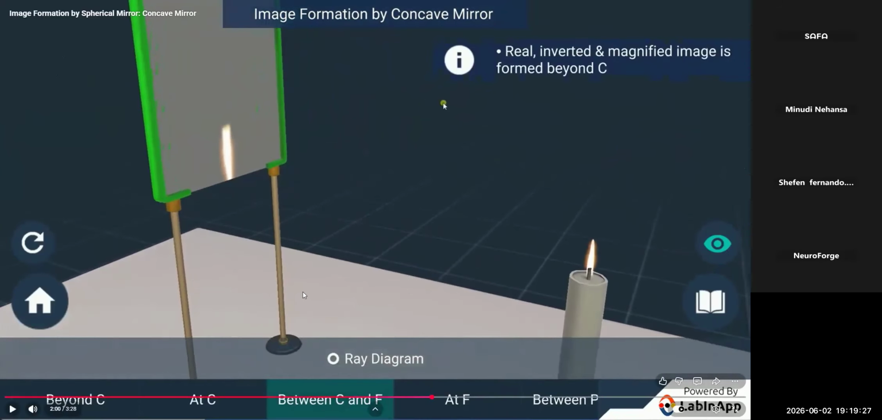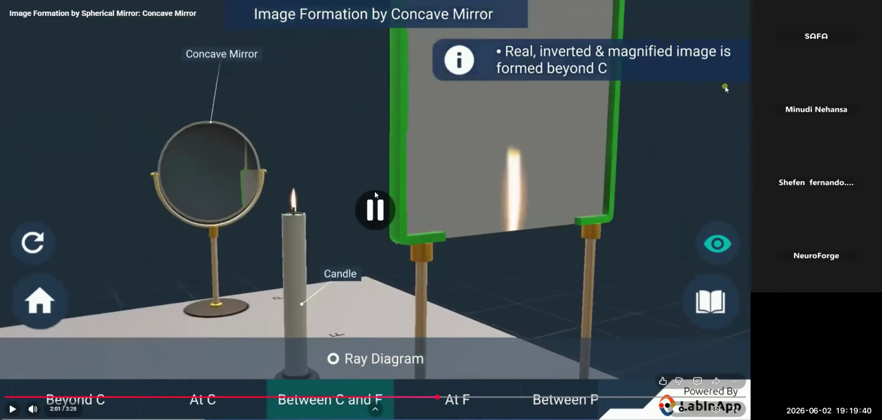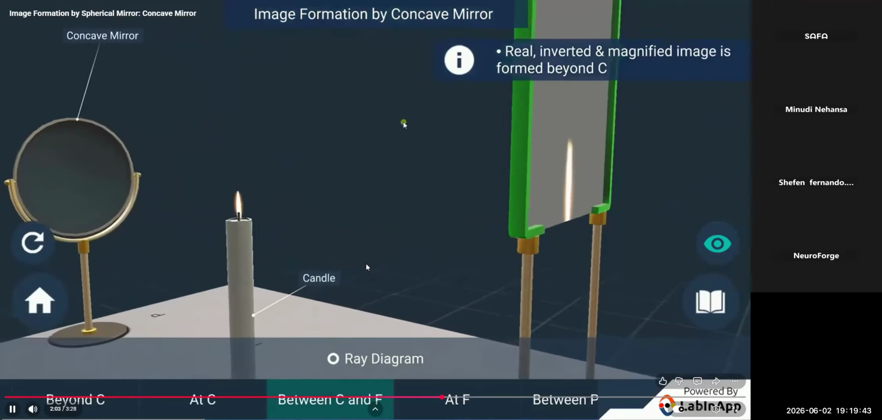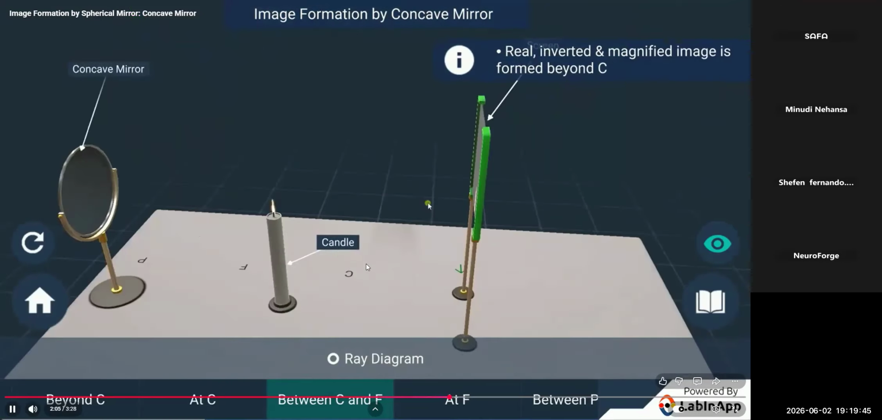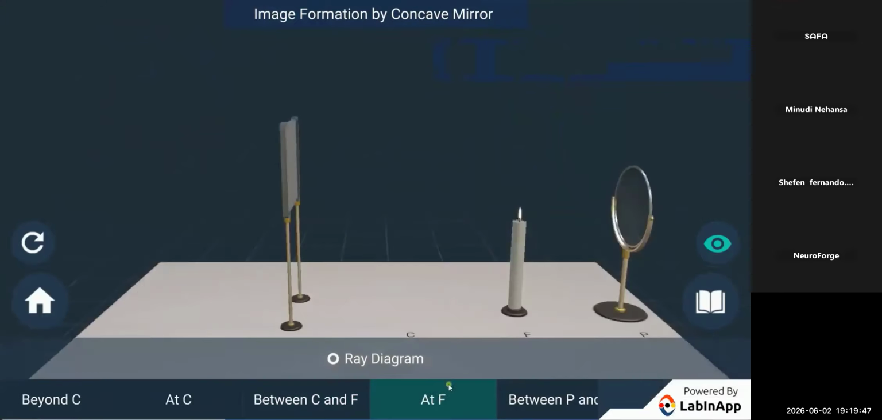It's inverted. It's going away from the mirror. What will happen? This object is going away from the mirror. You can see an upside down image. Yes, not upright. With the candle placed at F, adjust the position of the screen.